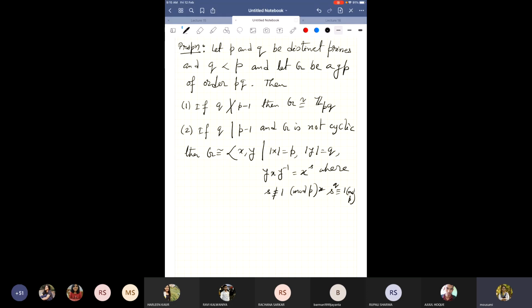So these are the two cases. Either it will be a cyclic group, or it will be the following group, generated by two elements x and y, such that x is an element of order P and y is an element of order Q, and they have the following relation, where s satisfies this equation. So now let us try to prove this.